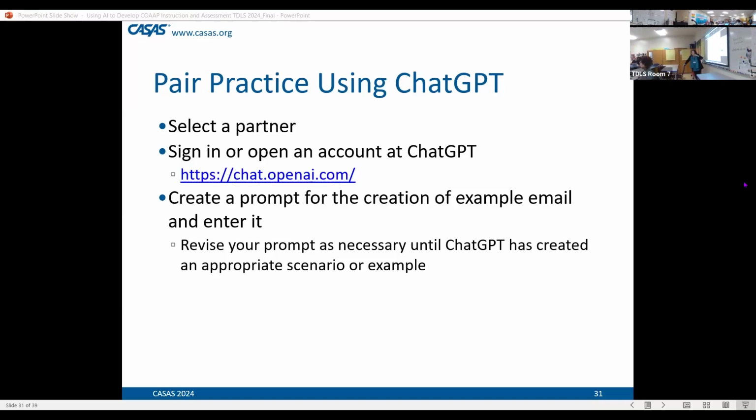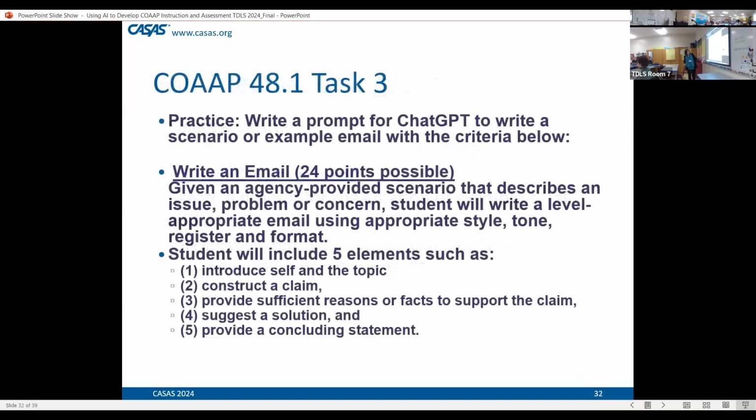Do we have the task after that? I can't remember. Revise your prompt as necessary until ChatGPT has created an appropriate scenario or example. So we're going to do exactly what we just did. Do we have the next slide that has something on it? There we go. Here's the task, and we'll leave this up for you. You at home, just go to ChatGPT or Gemini and do the same thing, please. You won't have a partner, but you'll hopefully do it by yourself.